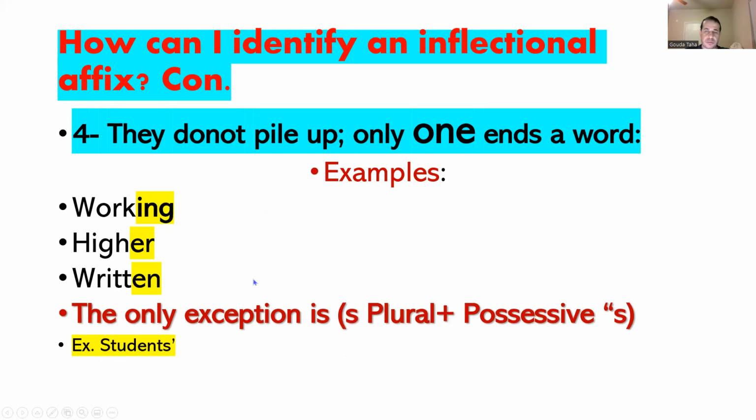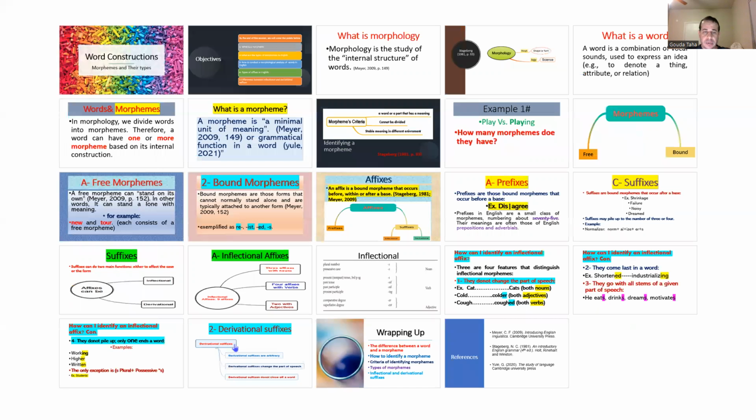However, we have just one exception, which is the plural -s plus the possessive -s, like in words like students. So in this case, we have the plural -s, and this is plural. Once we add the apostrophe, in this case, it includes some plural possessive -s.